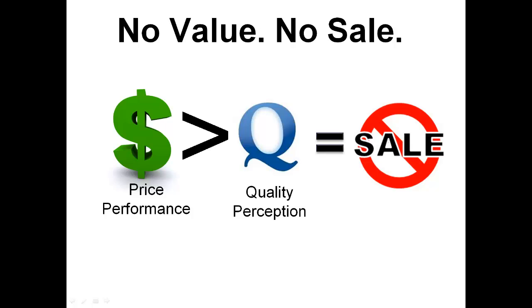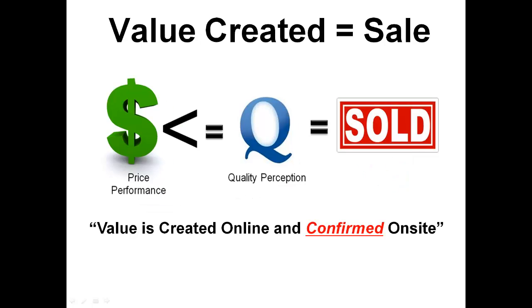So if your prospect perceives your price as being greater than the value they're going to receive in return, their quality perception, no sale is made. Now conversely, if what they perceive to be your quality perception is greater than or equal to the price you're asking, you're going to make a sale. Very important, you write this down.